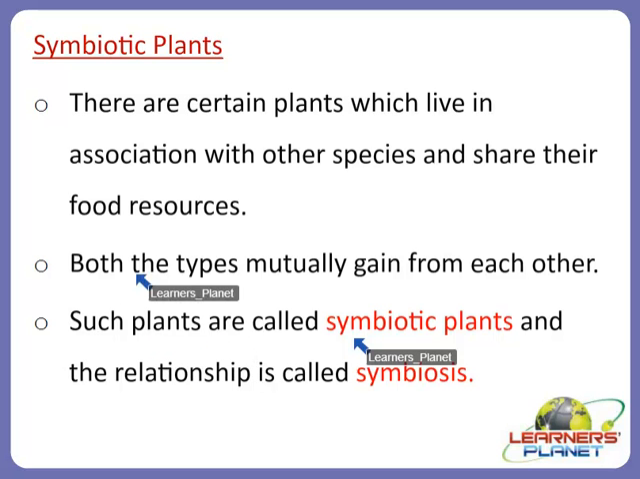So here we can say that lichen is a very good example of symbiotic relationship, in which the green algae will get benefited and even fungus will get benefited.